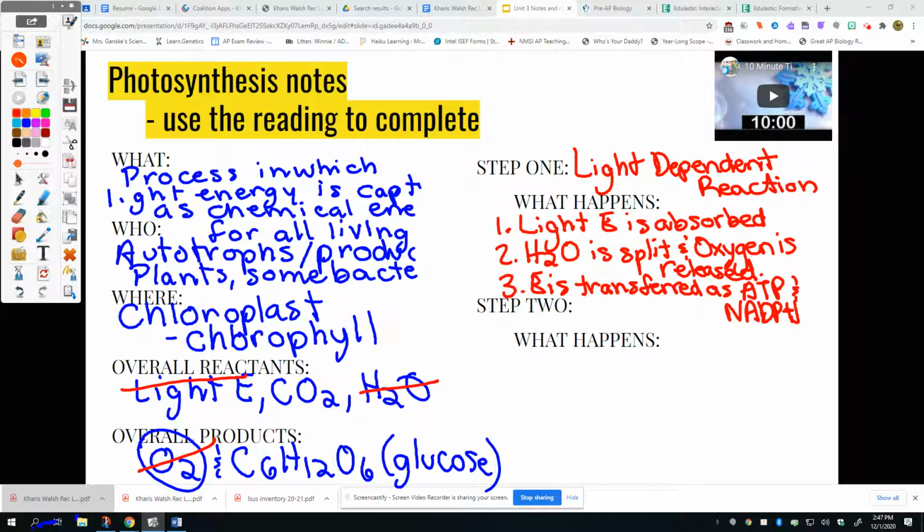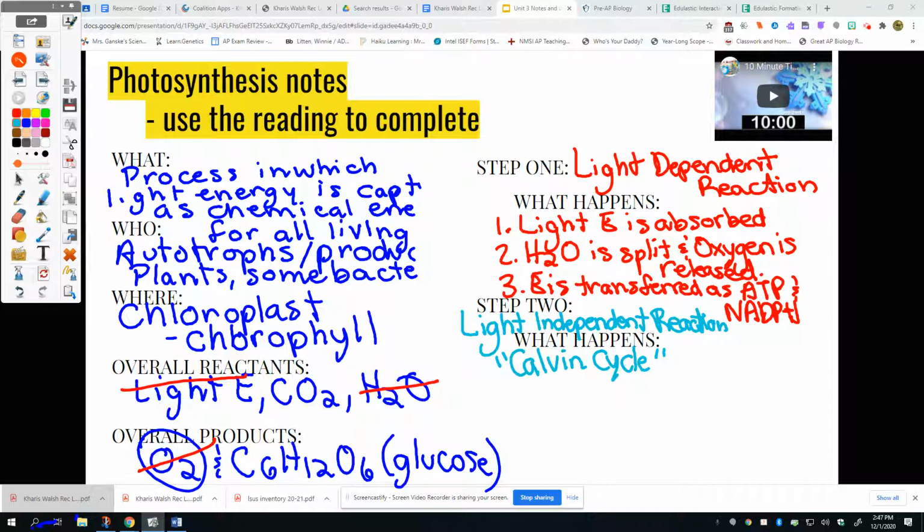In the second step, guess what we don't need? We don't need light. So this is called the light independent reaction. It's also known as the Calvin cycle. Now in a minute we're going to watch a little short video, and it talks about the Calvin cycle, but it also calls it the dark reaction. We're not going to call it the dark reaction because that gives the idea that it can only happen at night, and that's not the case. The Calvin cycle can happen in the day. It just does not depend on light.